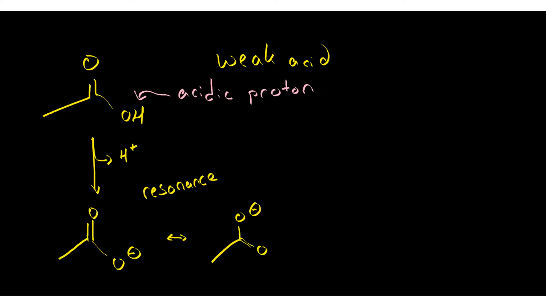Resonance means stability. Resonance means happy. So our carboxylic acids are stabilized in their basic form in this way, whereas alcohols aren't, except for something like a phenol, something that's attached to an aromatic ring. So our carboxylic acids are acids when a lot of other functional groups are not.